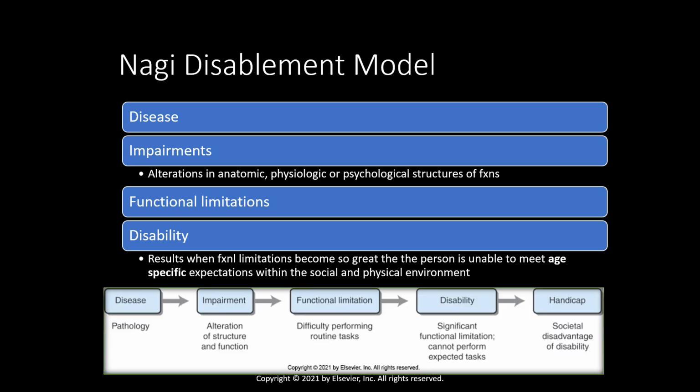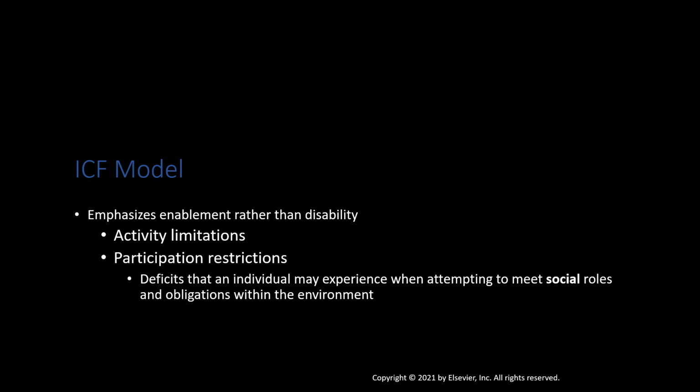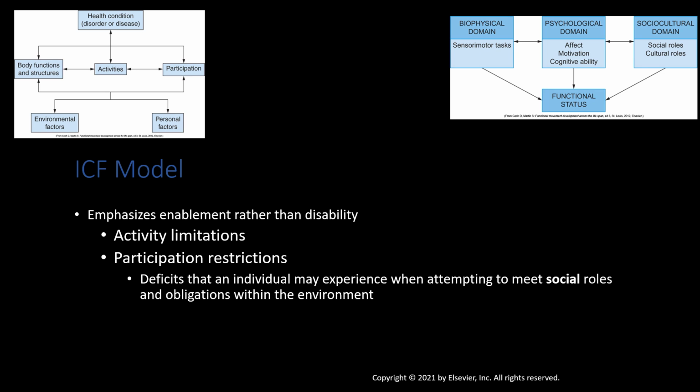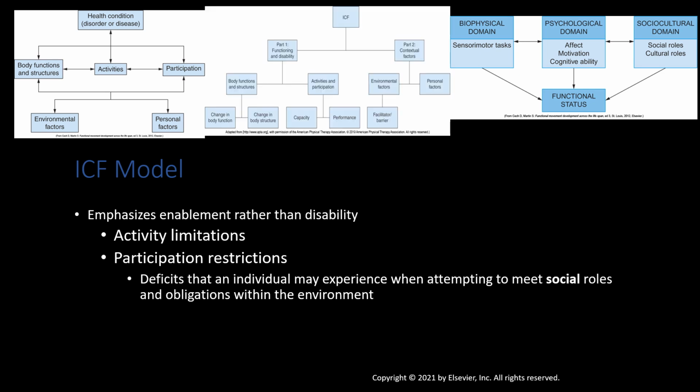So we can look at how those things work together, with disease being related to the pathology and then the impairments being related to the alteration of structure and function. Our functional limitation is difficulty performing routine tasks, disability being a significant functional limitation where the person cannot perform the expected tasks, and then handicap being the societal disadvantage of disability. The ICF model grew from there, and we've hit on this enough times that you should be able to understand what these are, knowing the difference between activity limitations being specific to the household and participation restrictions being within the community and those social roles. Review these things at your leisure.